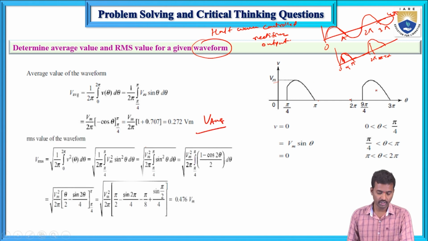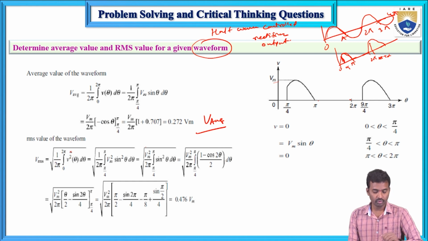Now you can calculate the V RMS value. V RMS equals 1 by 2 pi, the integral over the complete cycle of V squared dt. V of t is Vm sin theta, so Vm squared sin squared theta, where Vm squared is common. Sin squared theta we can write as 1 minus cos 2 theta divided by 2. Integrating with respect to d theta, this gives theta by 2, and the integral of cos 2 theta is sin 2 theta by 2, with the other 2 in the denominator making it 4.